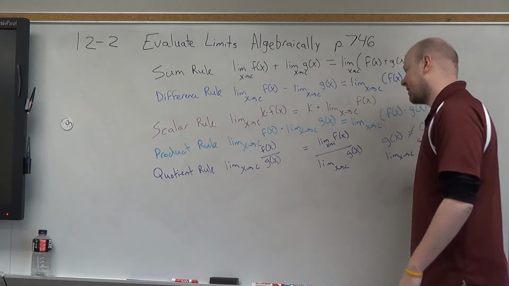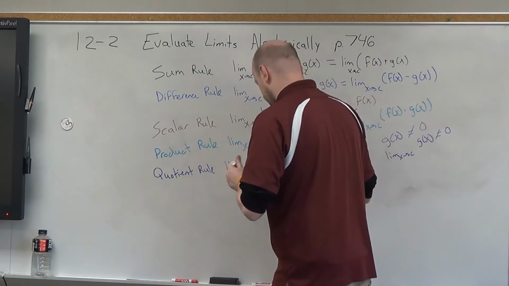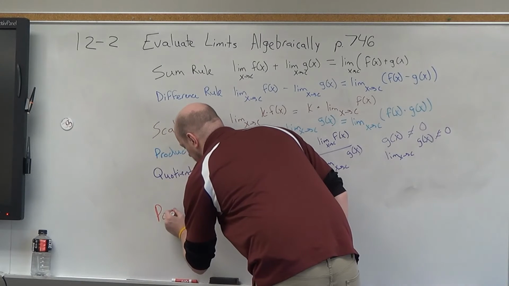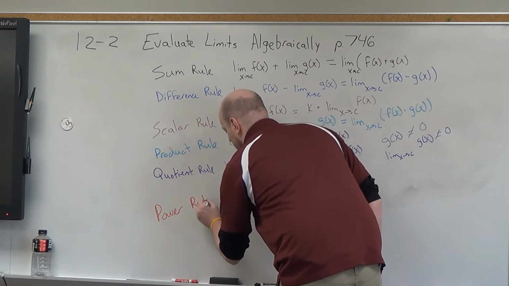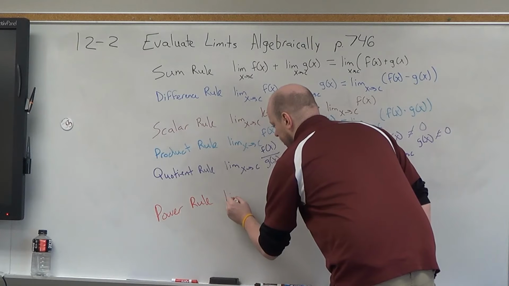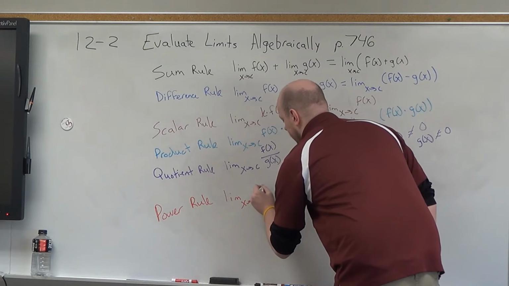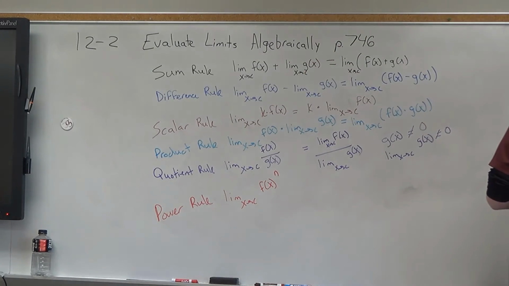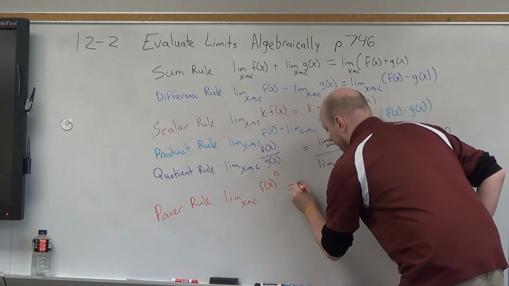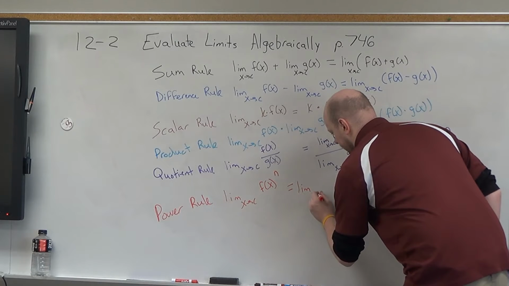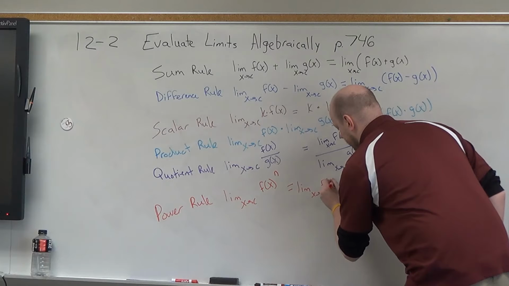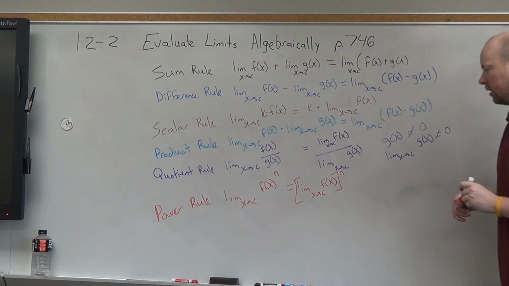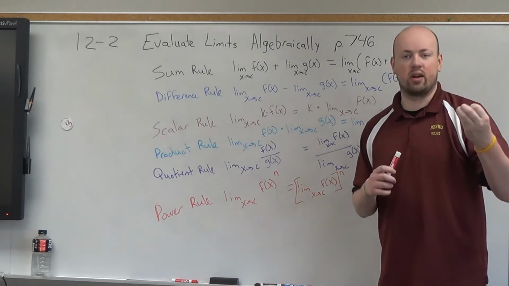Oh, and one last one we have is called the power rule. It says that the limit as x approaches c of f of x to the n equals, if I did the limit first, x approaches c of f of x, and then I did the power. So the order you do the power doesn't necessarily or technically matter.